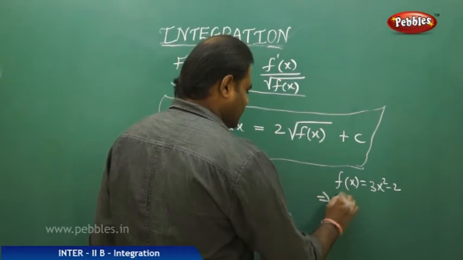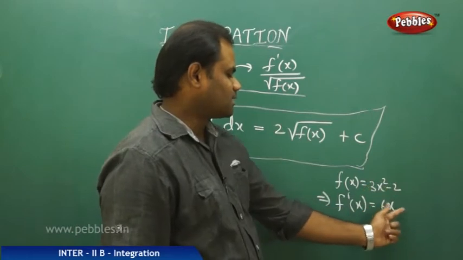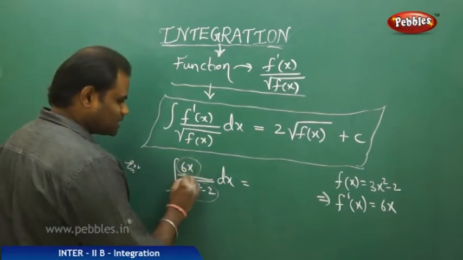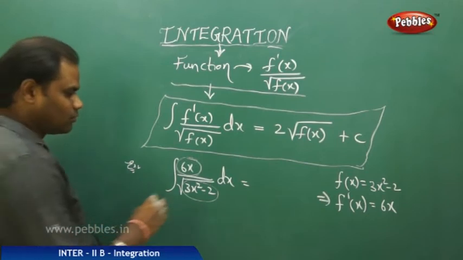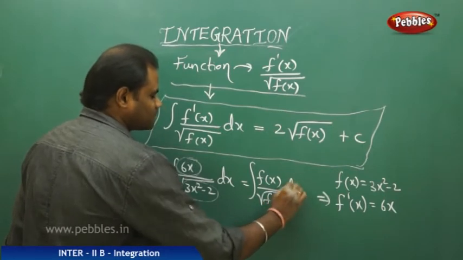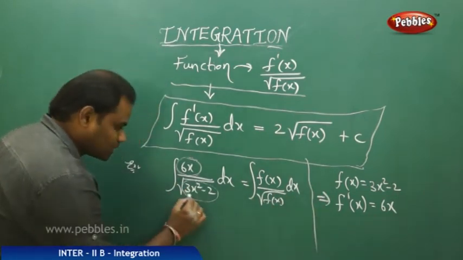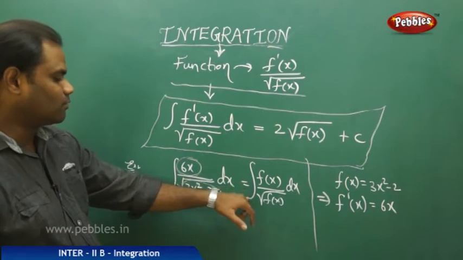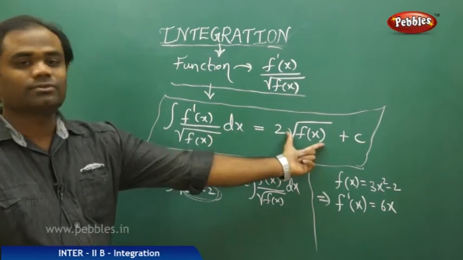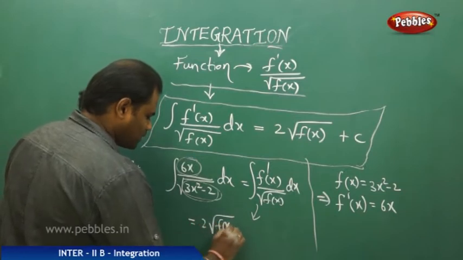Then differentiating, I get f dash x to be 6x because d by dx of 3x square is 6x minus 0. And then I clearly see that my f dash x is 6x. Therefore, this is in the form of integral f dash x by root fx dx, as can be compared with this. Clearly, when f of x is taken as this, its derivative gives the numerator. Therefore, it is in the form integral f dash x by root fx dx, which is nothing but 2 root fx, and therefore, using the formula, is 2 root fx plus c.